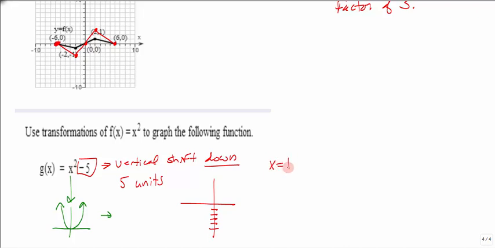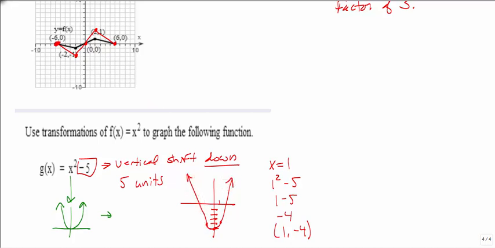So if x equals 1, I would have 1 squared minus 5. 1 minus 5 is negative 4. So that's the ordered pair (1, negative 4). So I have the vertex that moves down to here, and then I have the ordered pair (1, negative 4). And because it's a parabola, I know I also have this point of symmetry, and I can go ahead and sketch in my graph. And that's what I'm going to be doing in my math lab as well.